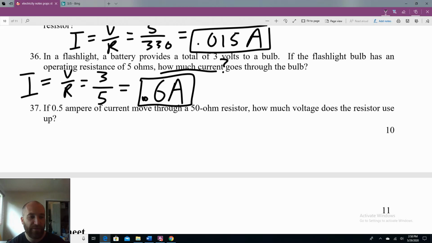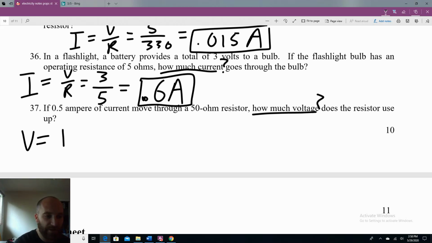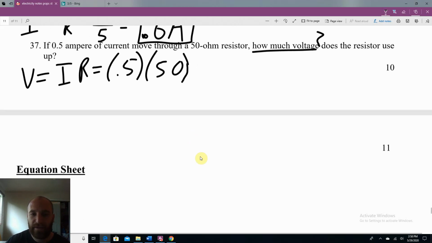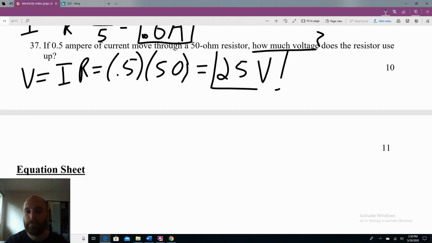37. If 0.5 ampere of current, so that's our current I, moves through a 50 ohm resistor, how much voltage does the resistor use up? Alright, the question is, how much voltage? So let's solve for voltage using V equals I times R. I is 0.5, R is 50. Multiply these in your calculator very carefully. I think that 0.5 times 50 is 25. And it was voltage, which is measured in volts. There you go.